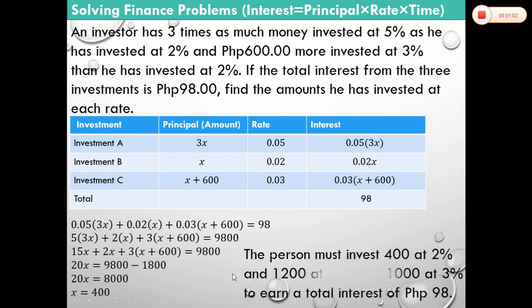Thus, the person must invest 400 at 2%, 1,200 at 5%, and 1,000 at 3% to earn a total interest of 98 pesos.